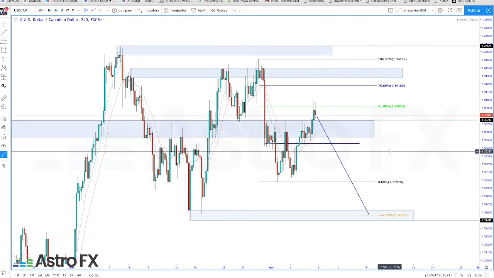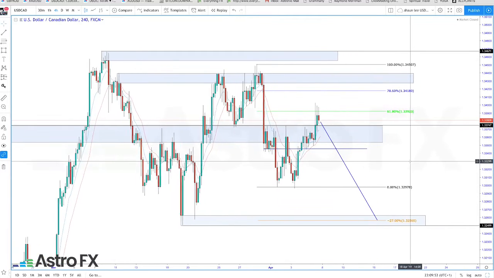So we have two Fibonacci's, one on the daily, one on the 4-hour time frame, both indicating there is a potential for a short opportunity.